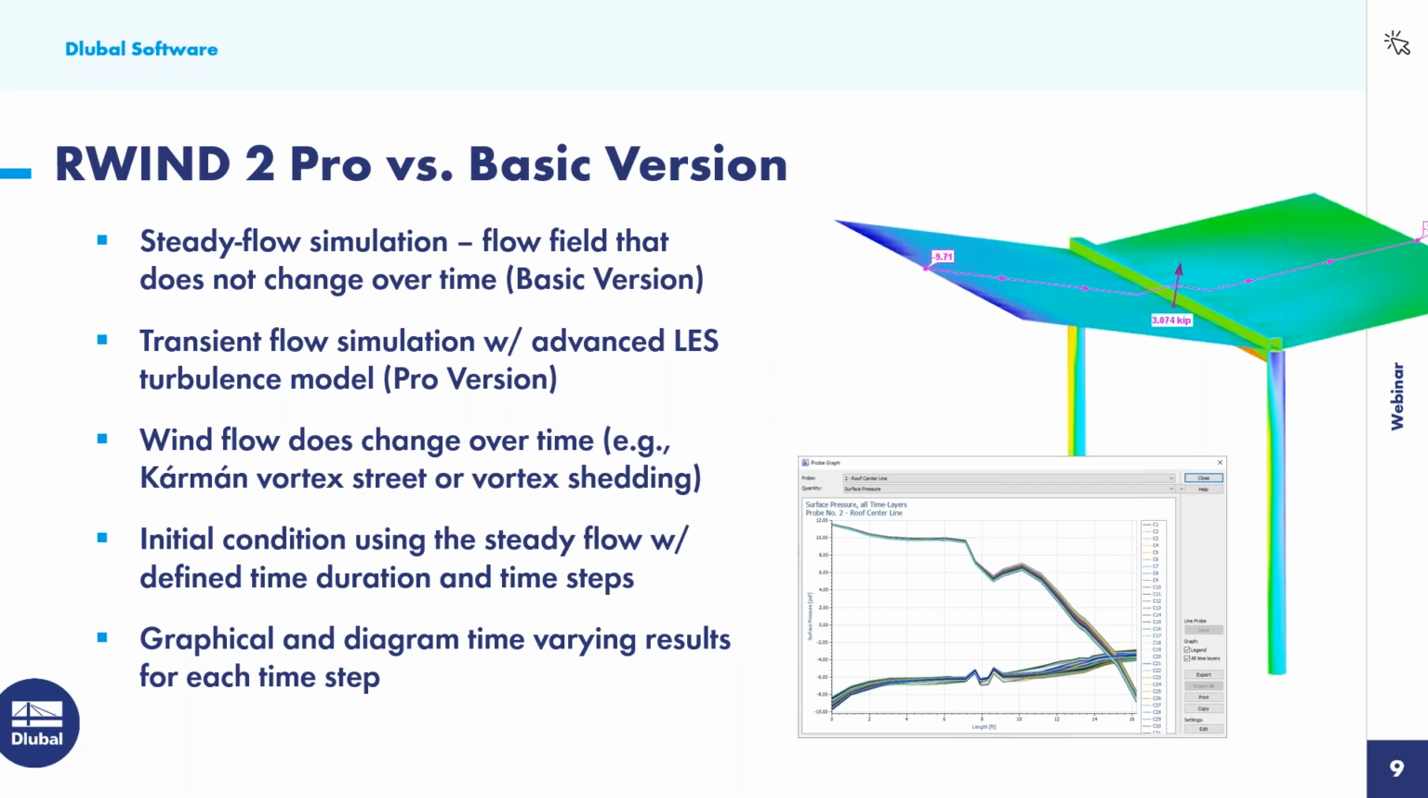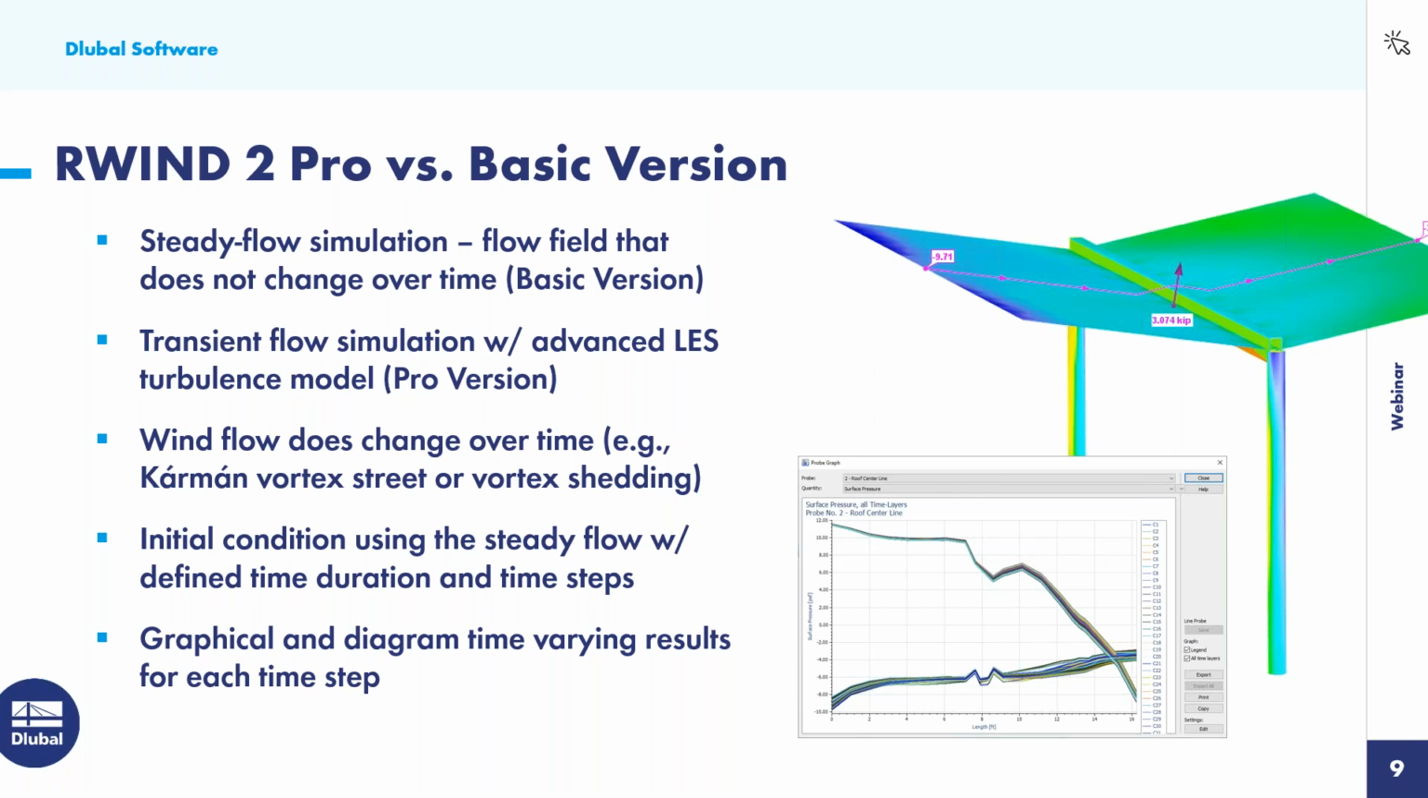So with this new version, RWIND 2, we have introduced the Pro versus Basic version. So in our first release of RWIND, we offered the steady flow simulation. This is essentially a flow field that does not change over time. So we're kind of taking a snapshot of that wind on the structure to determine the pressures and the pressure coefficients. And this is still available with the Basic version.